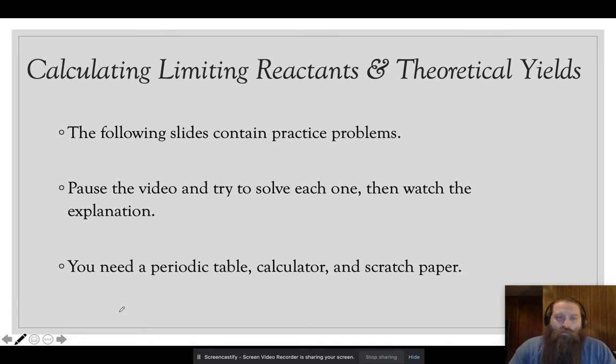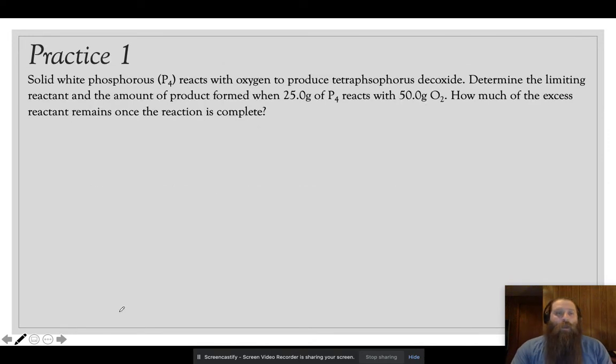Now, when you're watching this, all of the next 3 slides are just practice problems. That's all that's going on here. If you want the concepts, go look at the overall video or the reading. This is the actual calculations themselves. I want you to pause the video on each slide and try to solve them, okay? Once you've tried to solve them, or if you think you've solved it, or if you hit a snag, then play the rest of the video and watch my explanation. Obviously, because we're doing stoichiometry, you need a periodic table, a calculator, and some scratch paper. So let's jump into the first one.